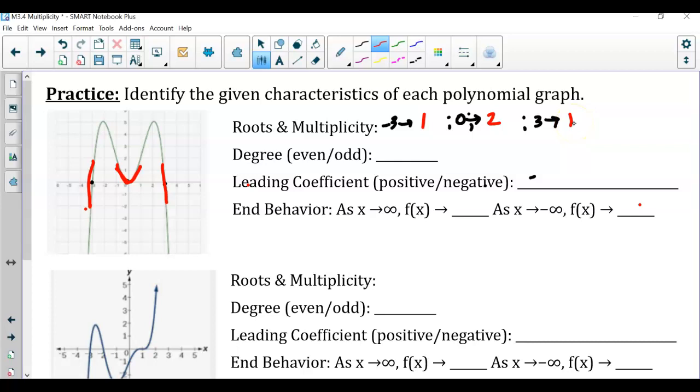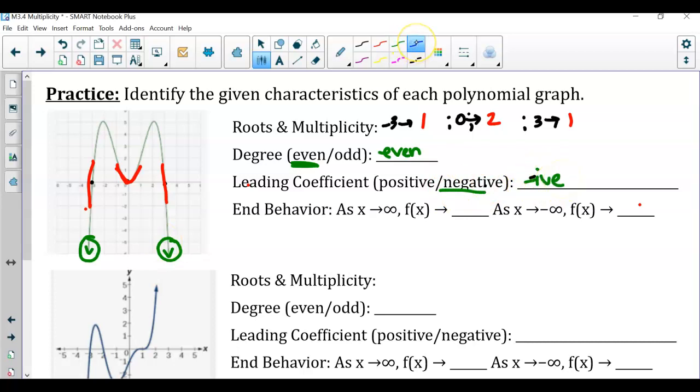So now notice our degree, both ends going in the same direction, so this is even. Also, actually notice, and I didn't realize this, I didn't mention this earlier, what do our degrees add up to? 4. And what is 4? Even. So that's also a way to check to make sure as well. The leading coefficient, well, if both are going in the same direction but towards negative infinity, that means the leading coefficient here in this case is negative.